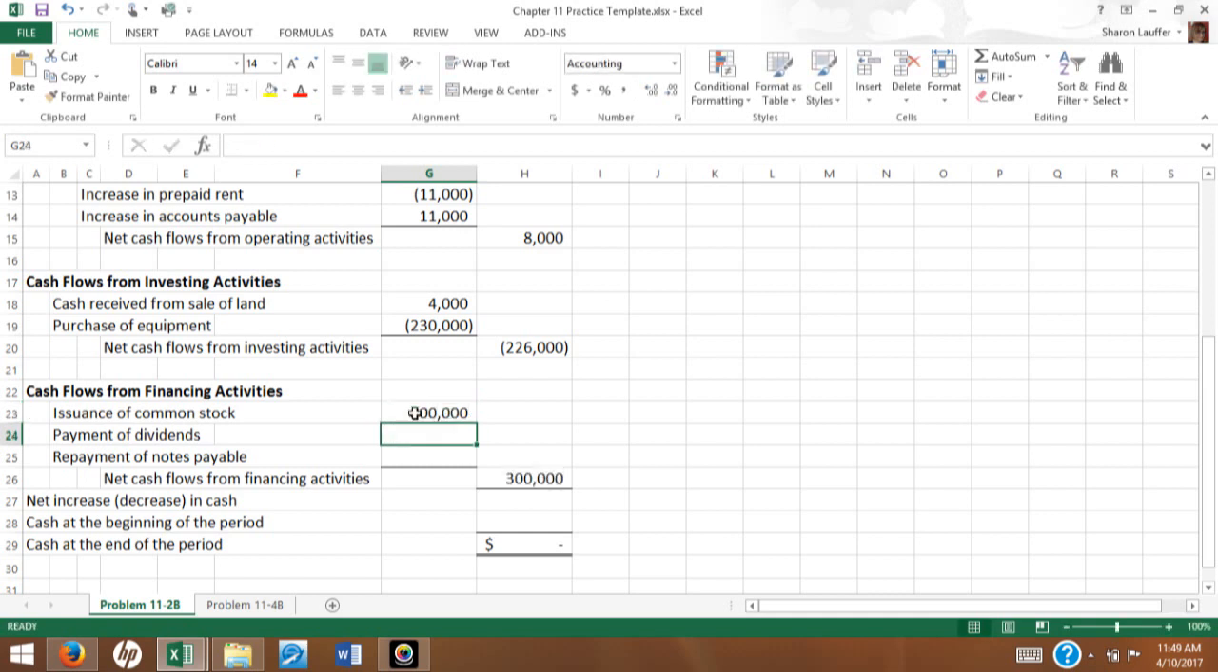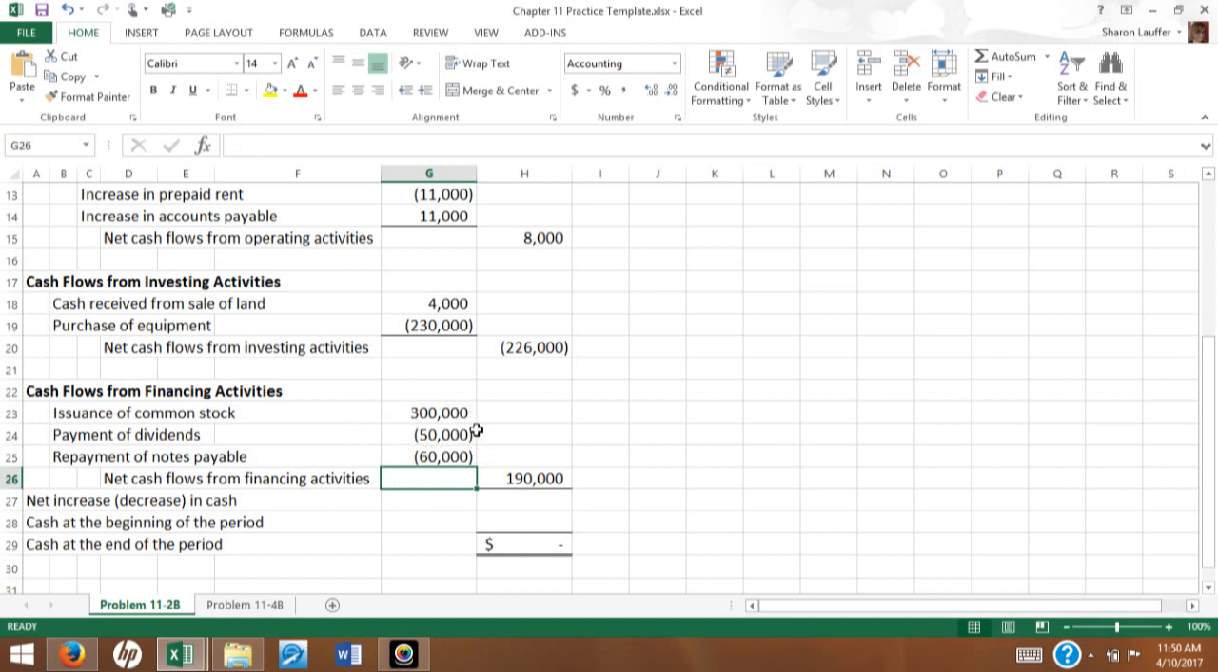If we paid dividends, then we paid dividends to those stockholders. So we are paying them cash. So that's a cash outflow, and that's $50,000. And then it says we repaid notes payable. And that was $60,000, and we actually paid them cash, so that's a cash outflow, so we're going to subtract that out. And that gives us a $190,000 net cash flow from financing activity.